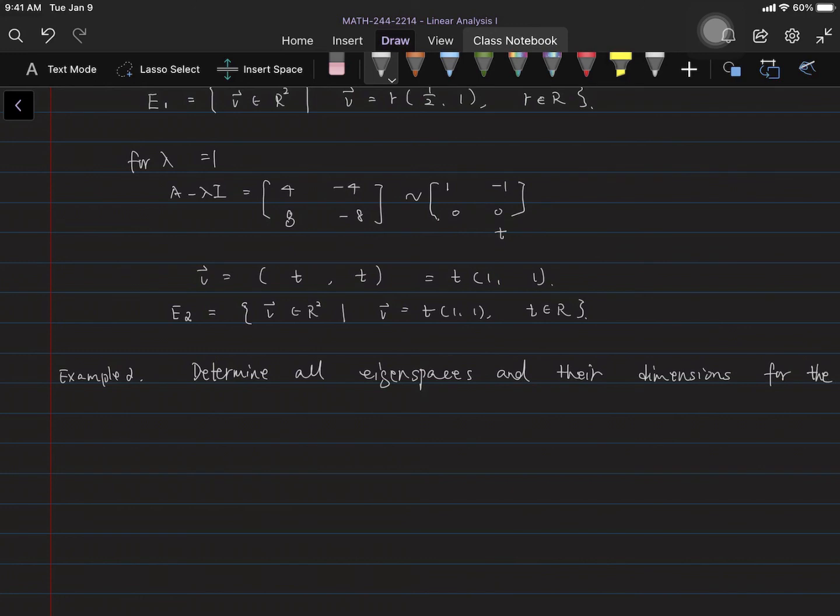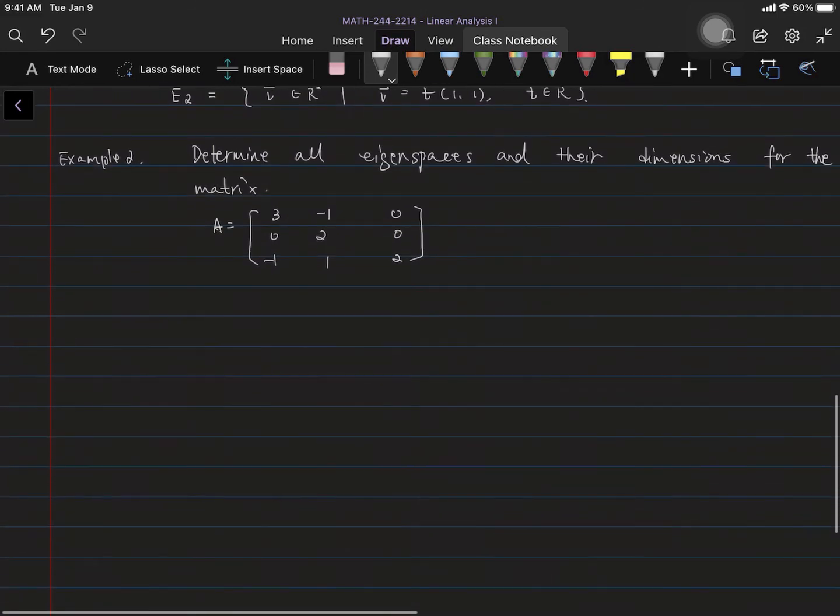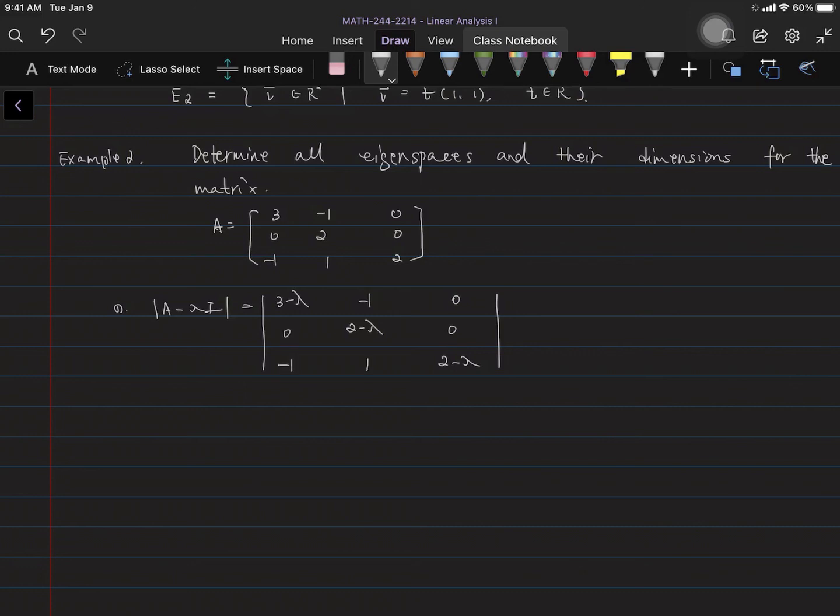That means the number of the bases in a space for the matrix. This matrix is a 3 by 3 matrix: 3, negative 1, 0, 0, 2, 0, negative 1, 1, 2. Let's see. First step, definitely we need to find the eigenvalue. 3 minus lambda, 2 minus lambda, 2 minus lambda, and here negative 1, 0, 0, 0, negative 1, 1. We did this before, actually, same thing.